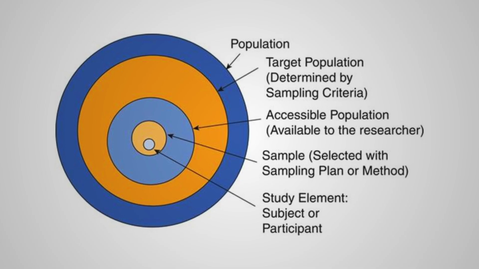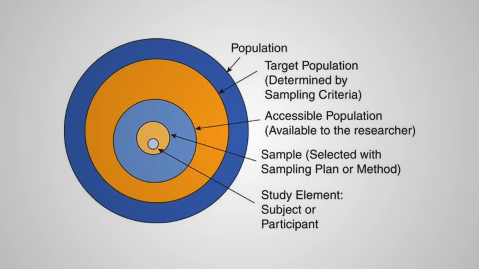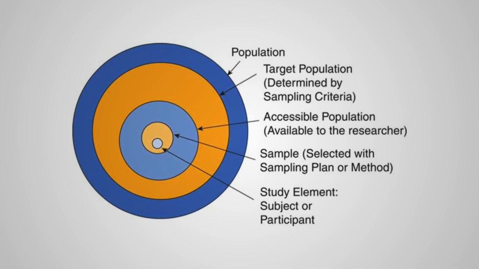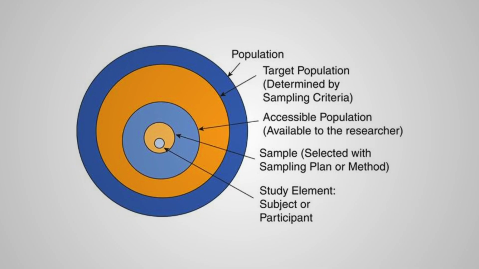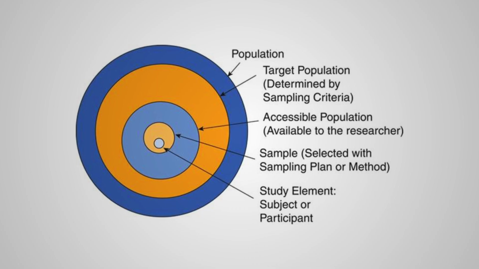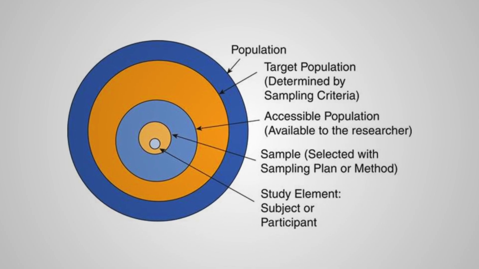Then comes the accessible population. Sometimes we define our outer circle, but we are not in a position to get access to it. So it is very important to talk about the accessible population, because as a researcher you are going to focus and confine yourself to this particular population only.